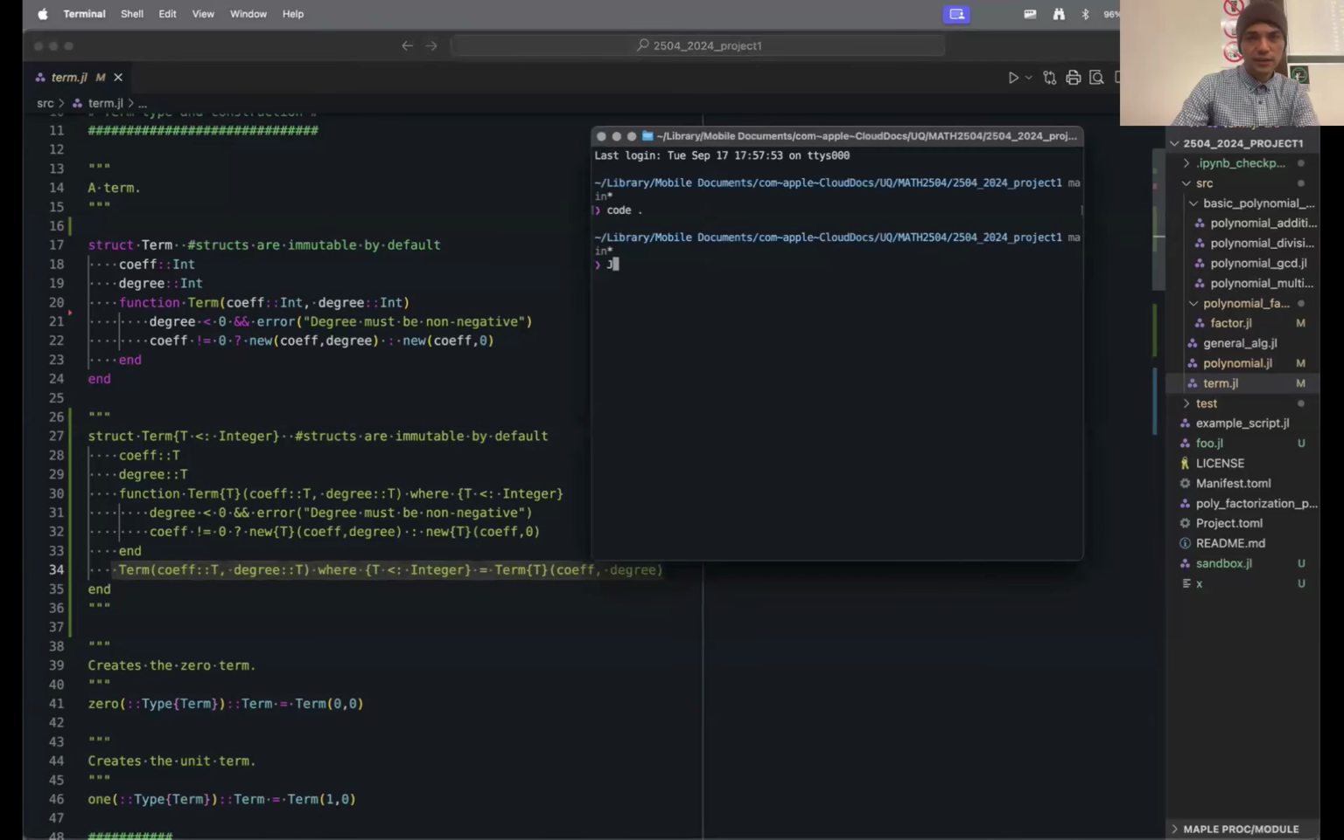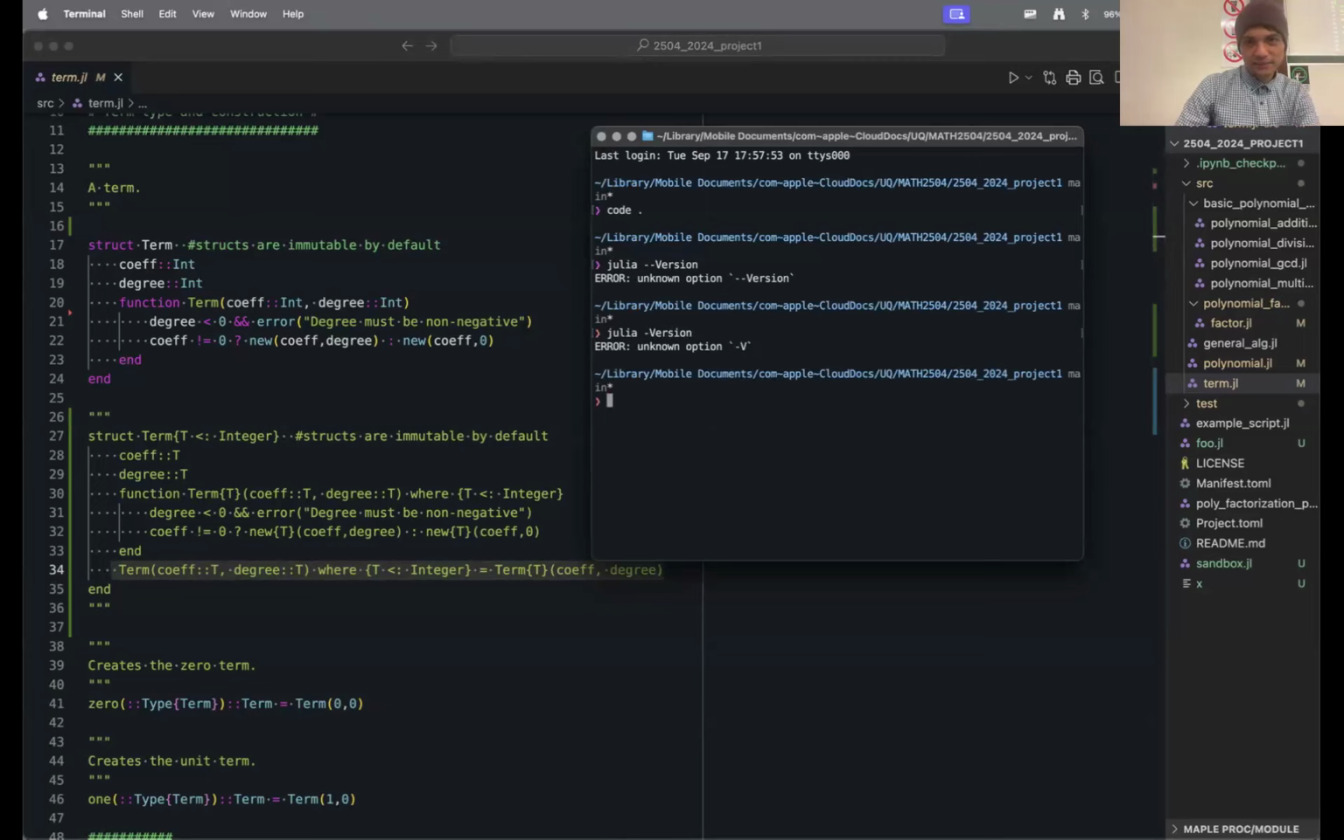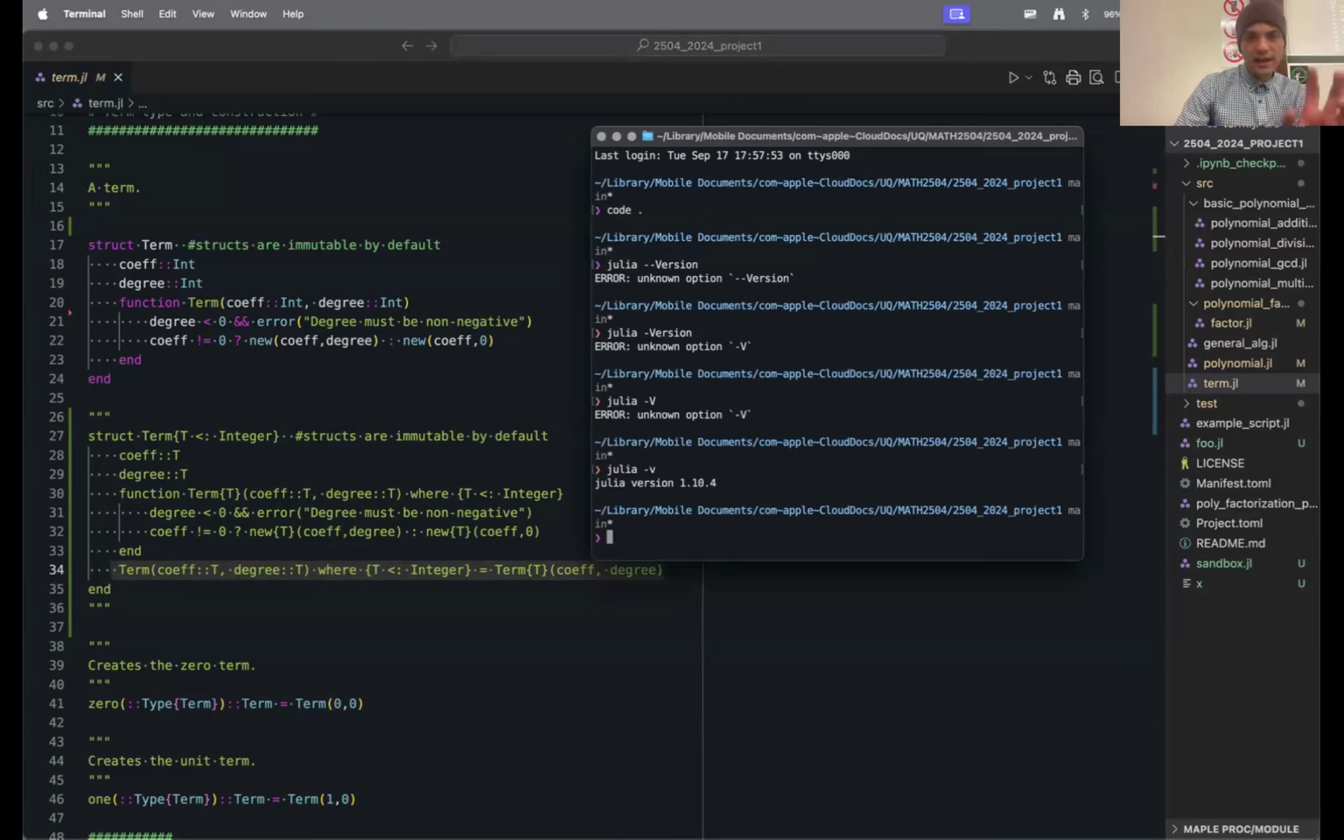Check. I think it's hash. What is this version? What's the flag? Oh, lowercase version. Need some help?